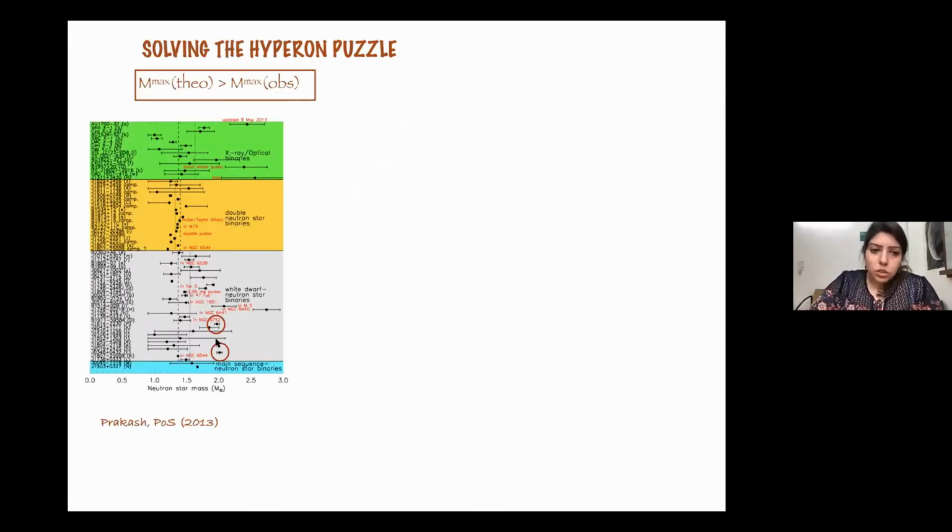So this figure was also shown. We have an idea about the masses, particularly for double neutron stars in binaries. And earlier it was thought that most of the canonical neutron stars have masses clustered around a value of 1.4 solar mass. But then in 2010 came very special observations about very massive neutron stars, the 2 solar mass neutron stars. And this produced a new puzzle called the hyperon puzzle.